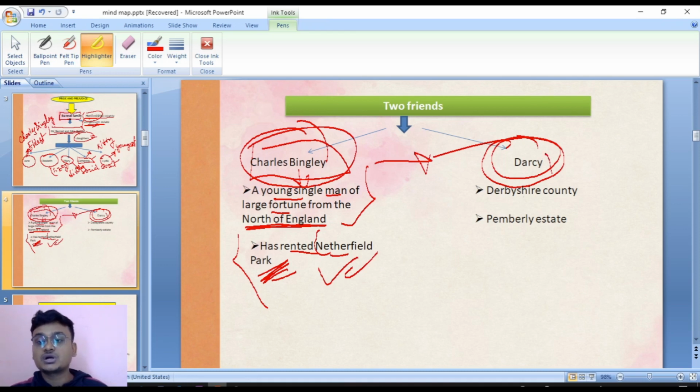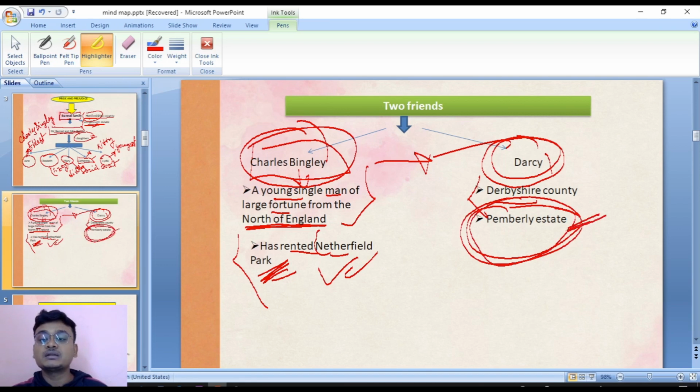Darcy's county is Derbyshire, and the name of the estate of Darcy is Pemberley. So what was the estate of Darcy? That is Pemberley Estate, which is in Derbyshire County. And Charles Bingley, who is a young single man, not married, a man of large fortune from the north of England, has recently come to Netherfield Park and has rented it. Now this is the story of the two friends.